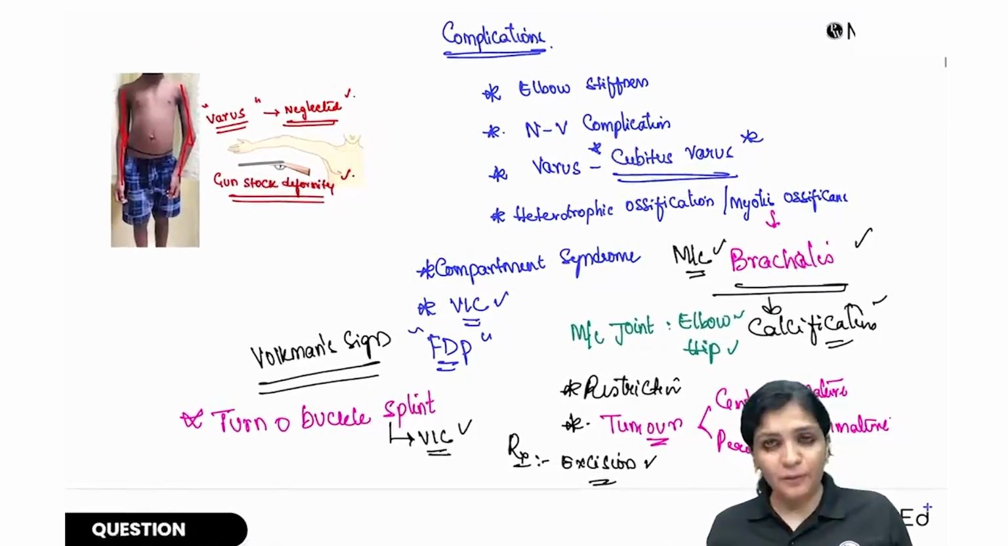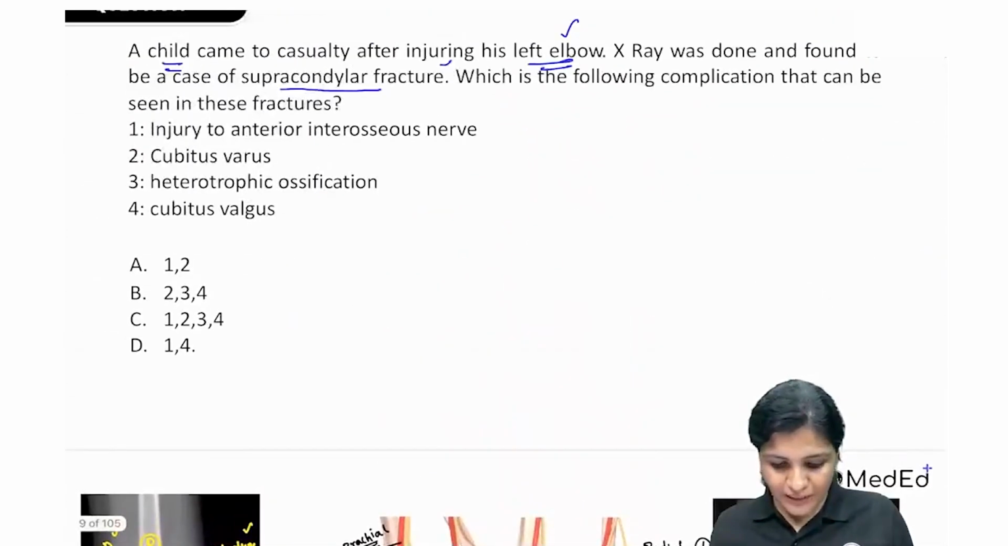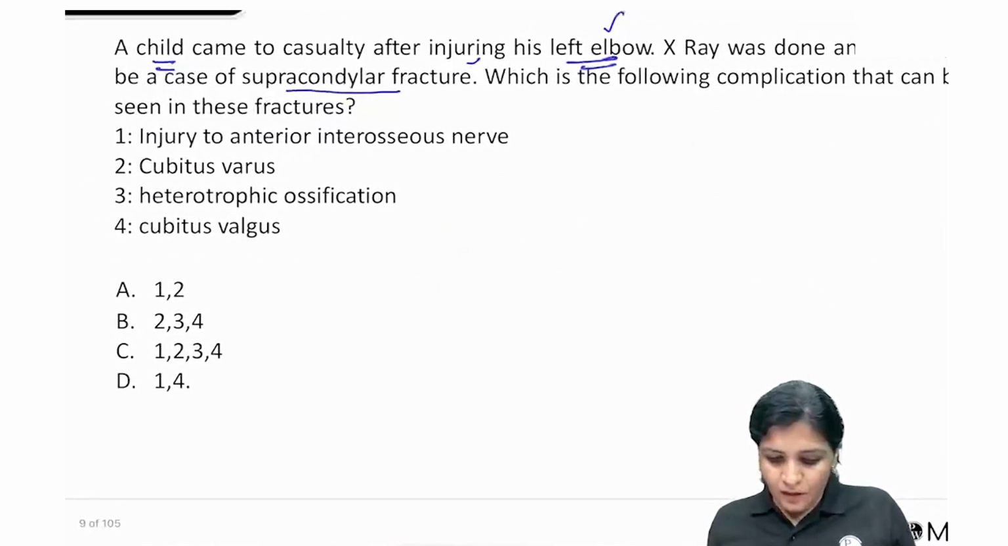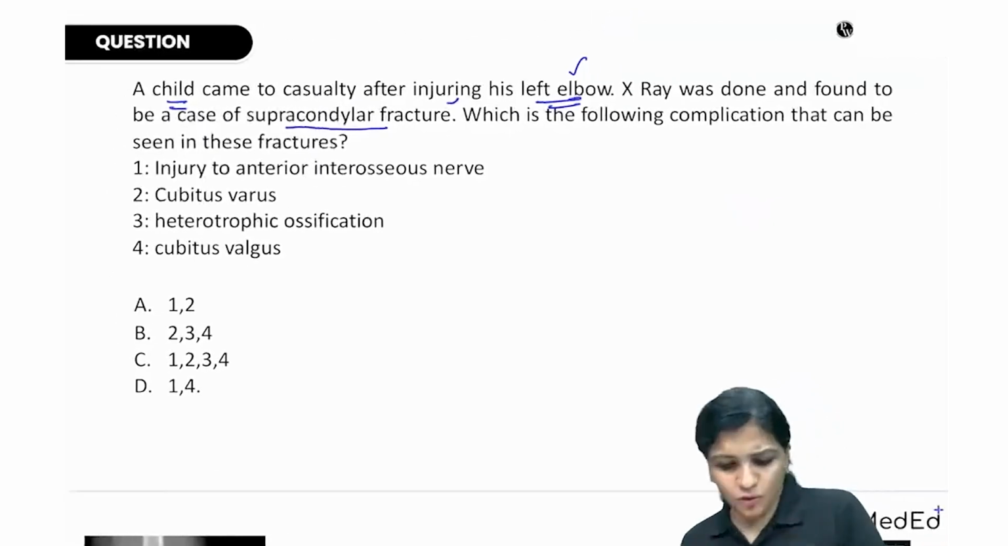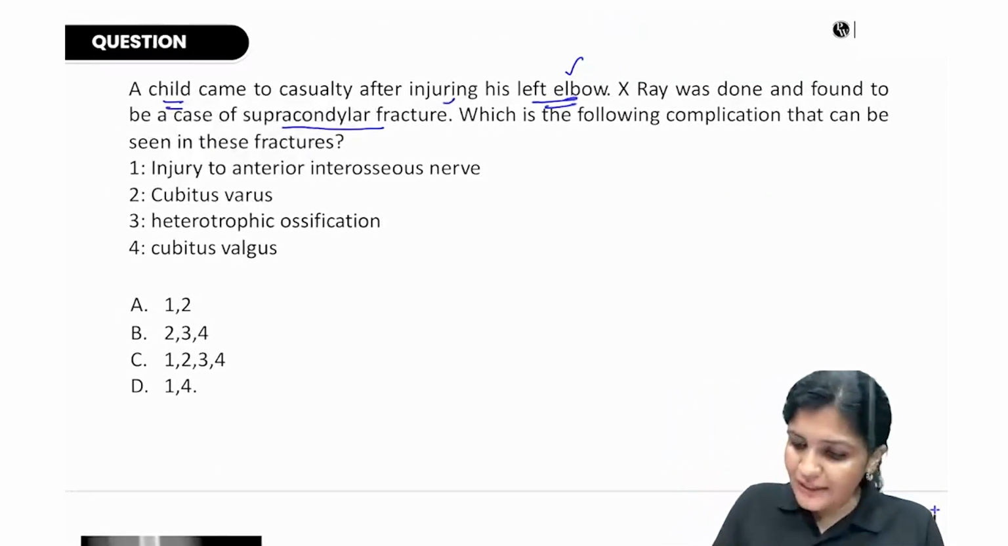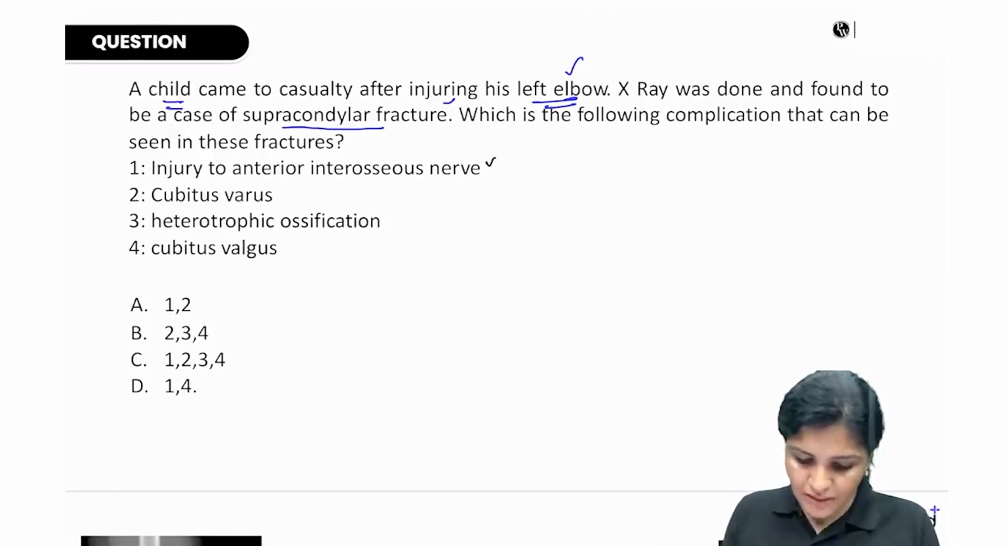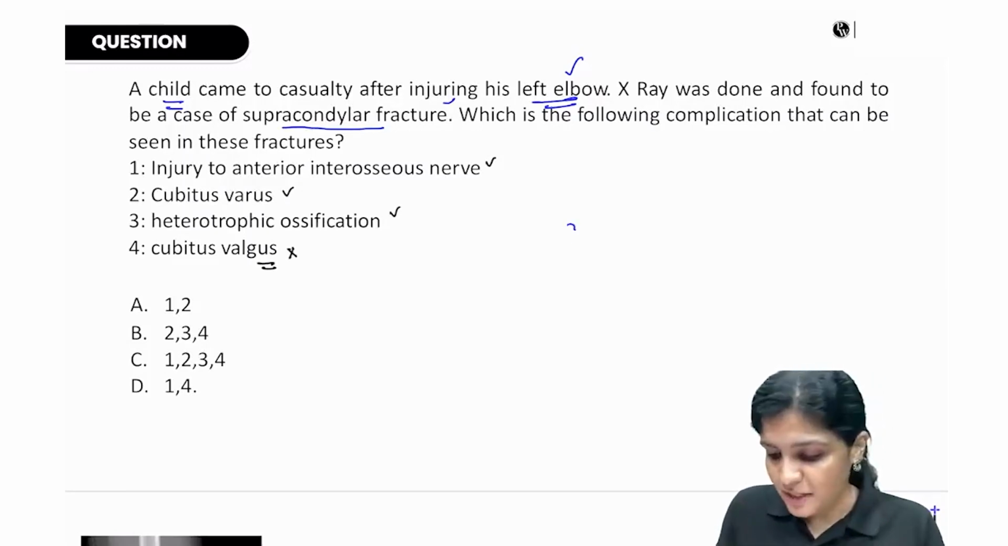Okay, now we have completed the complications. We will go back to the answer and see. Now, happily you can answer. So, what are the complications you see? There is an injury to the interosseous nerve. Yes. You see cubitus varus. Yes. You see the atrophic ossification. Yes. You don't see cubitus valgus. Then, where do you see this cubitus valgus?